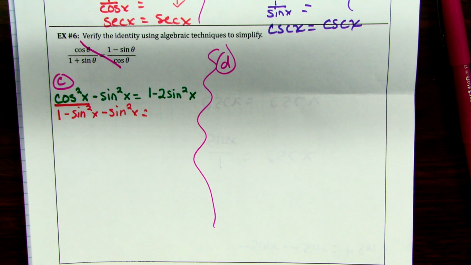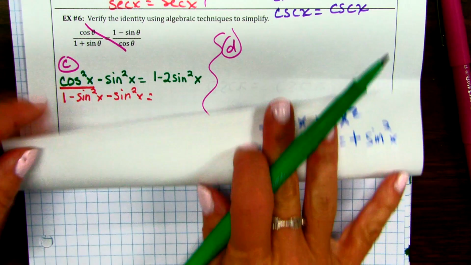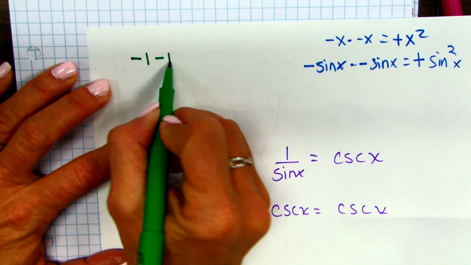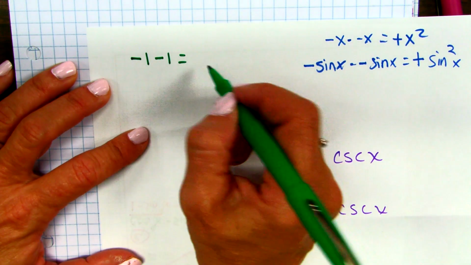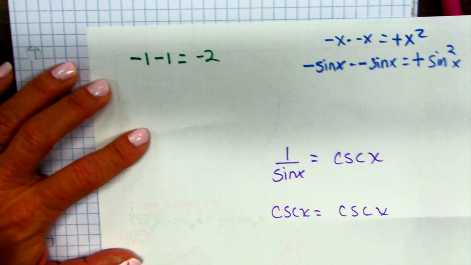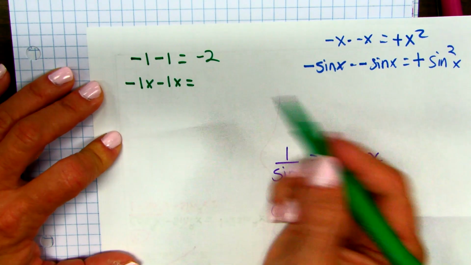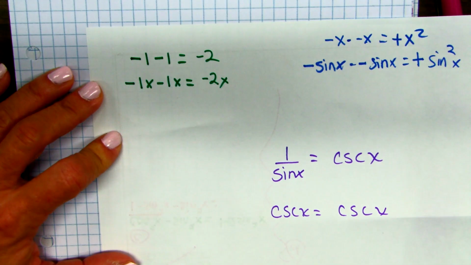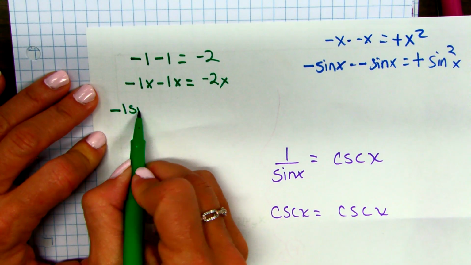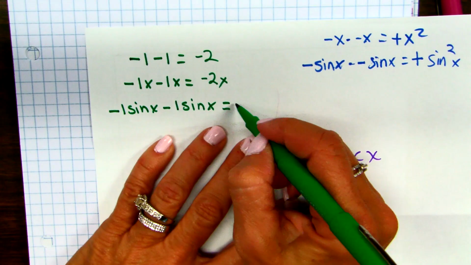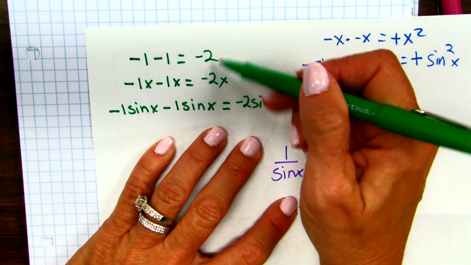Do you see it? Yeah. So guys, look. If I gave you negative 1 minus 1, what does that equal? Negative 2. What if I gave you negative 1x minus 1x? That would be negative 2x. What if I gave you negative 1 sine x minus 1 sine x? Negative 2 sine x. See the progression?